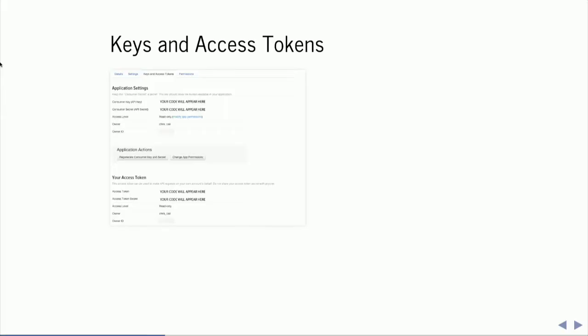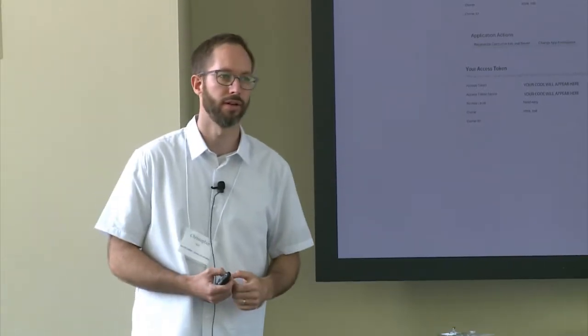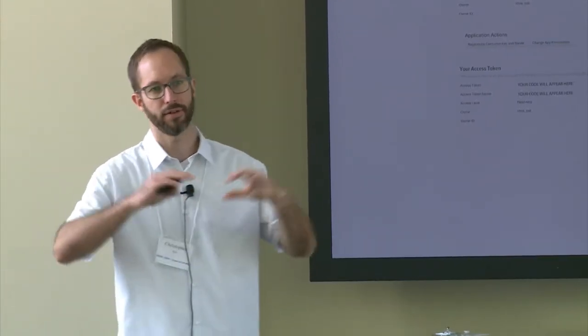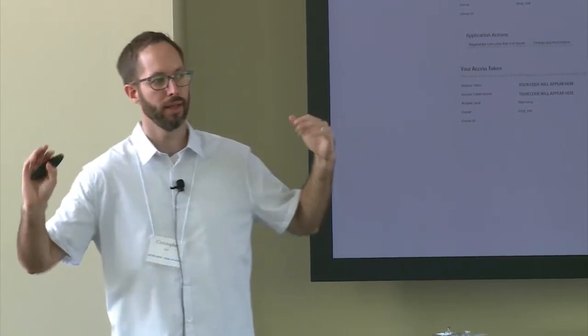OK. So if you've successfully created your app, you could then click on this tab at the top that says Keys and Access Tokens. And there you'll see your credentials. You're not seeing mine. I wrote over mine here in this slide, where it says your code will appear here. You should see a long string of letters and numbers. If you were on the Facebook site earlier, it might look like that access token, just a long string of nonsense. And that is a code.